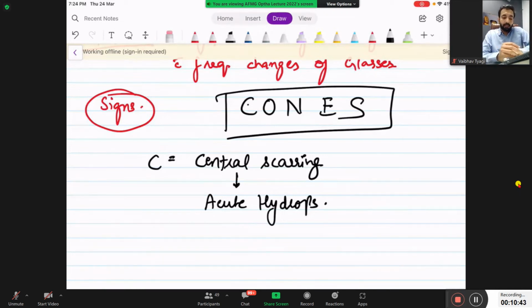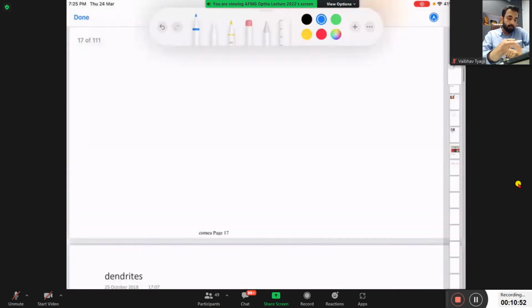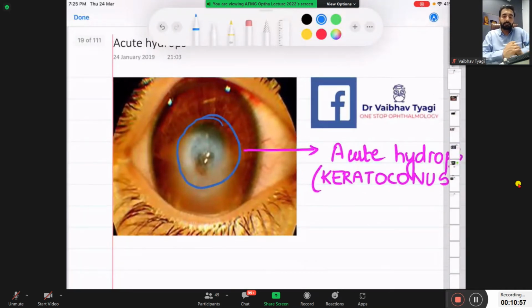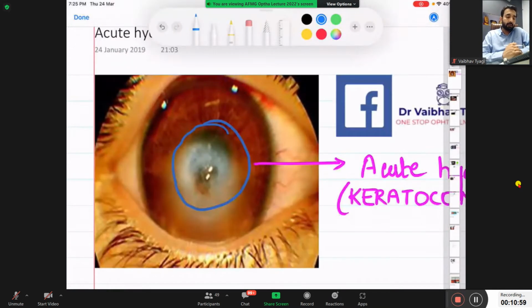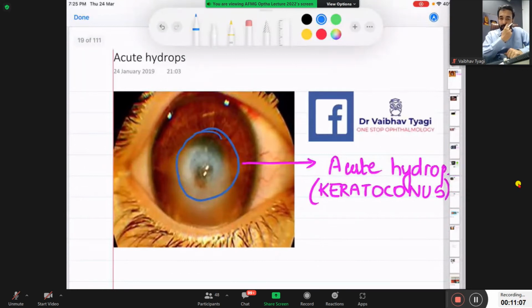That opaque cornea or central scarring, which is seen because of aqueous entry, that condition is called as acute hydrops. And how it looks like, this is, can you see the whitish part in the center of the cornea? This whitish central opacity is called as acute hydrops. This is seen in keratoconus, in advanced stages of keratoconus, when there is extreme thinning in the inferior layers of the cornea. See, it becomes more conical in shape, right?